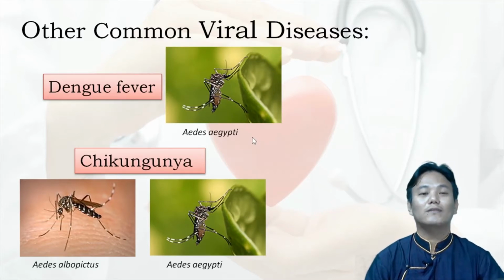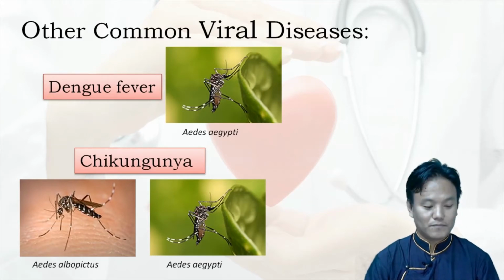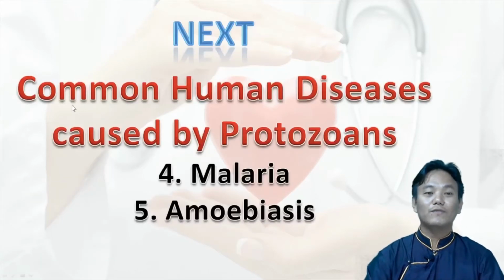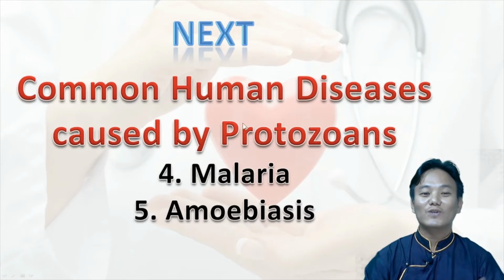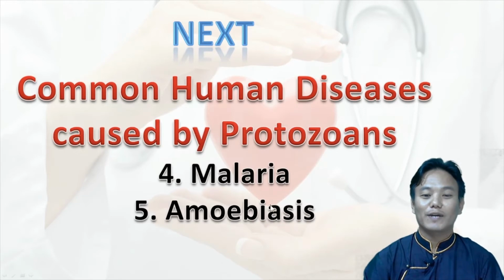HIV/AIDS we will study in some other video. In our next video, we will be discussing common human diseases caused by protozoans. Some of the pathogens which cause diseases in human beings belong to the group protozoa. Diseases such as malaria and amoebiasis are caused by pathogens which belong to protozoa. Please read about these two diseases and then you can watch the next video.